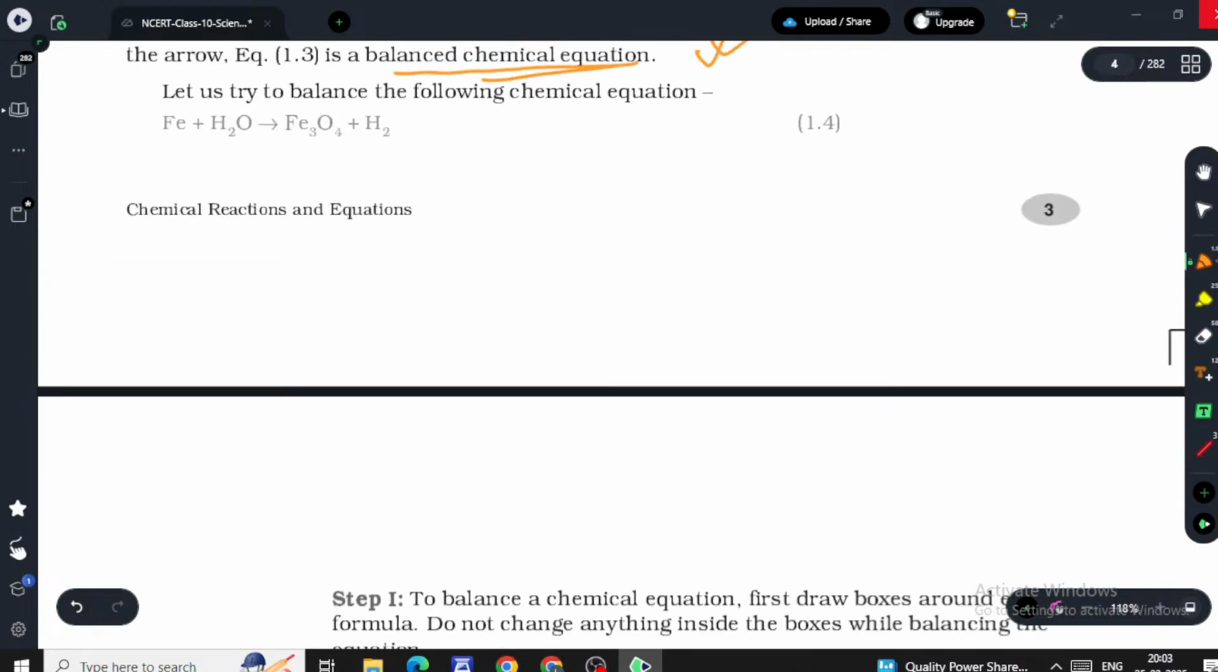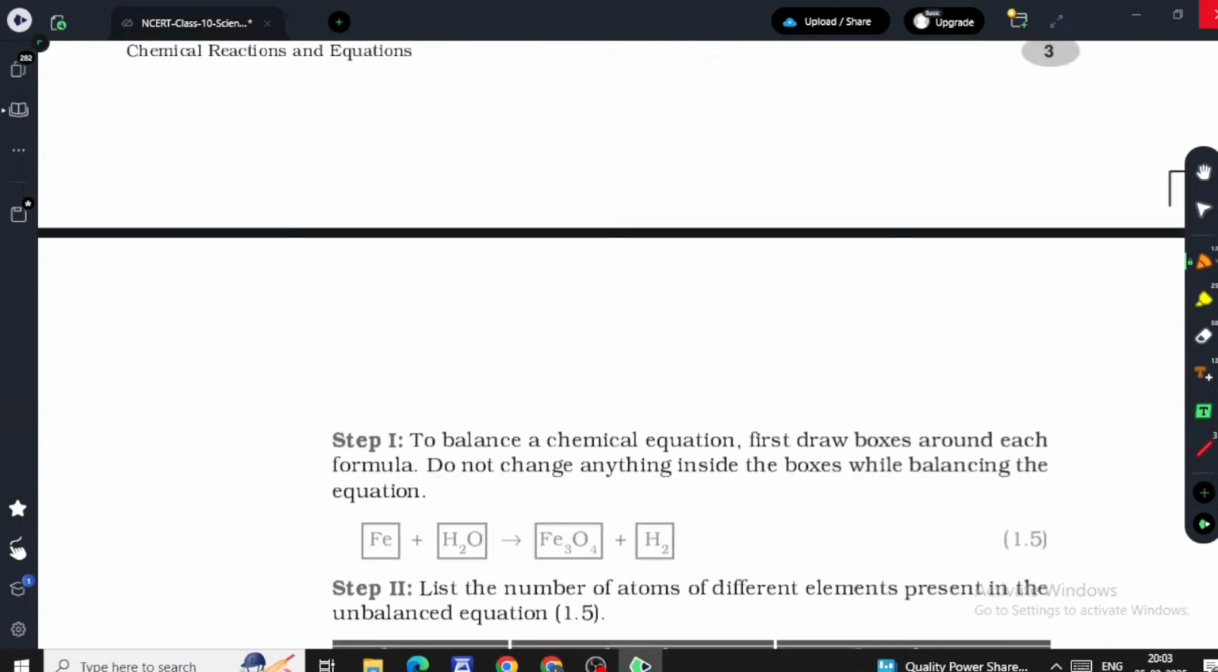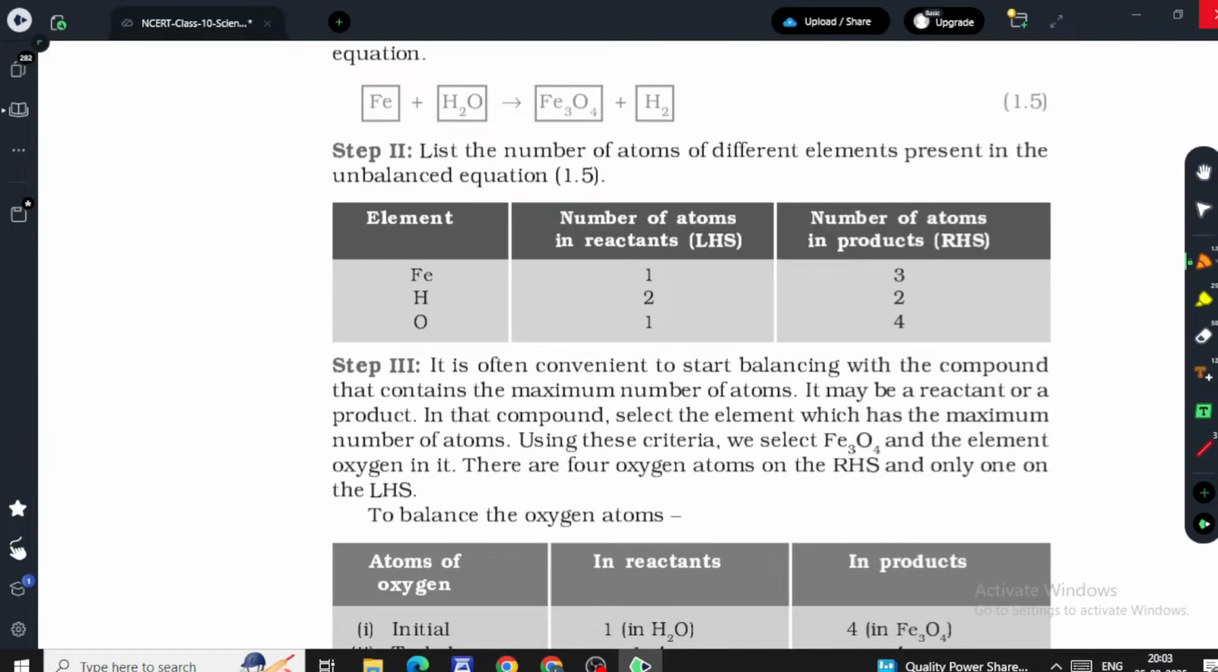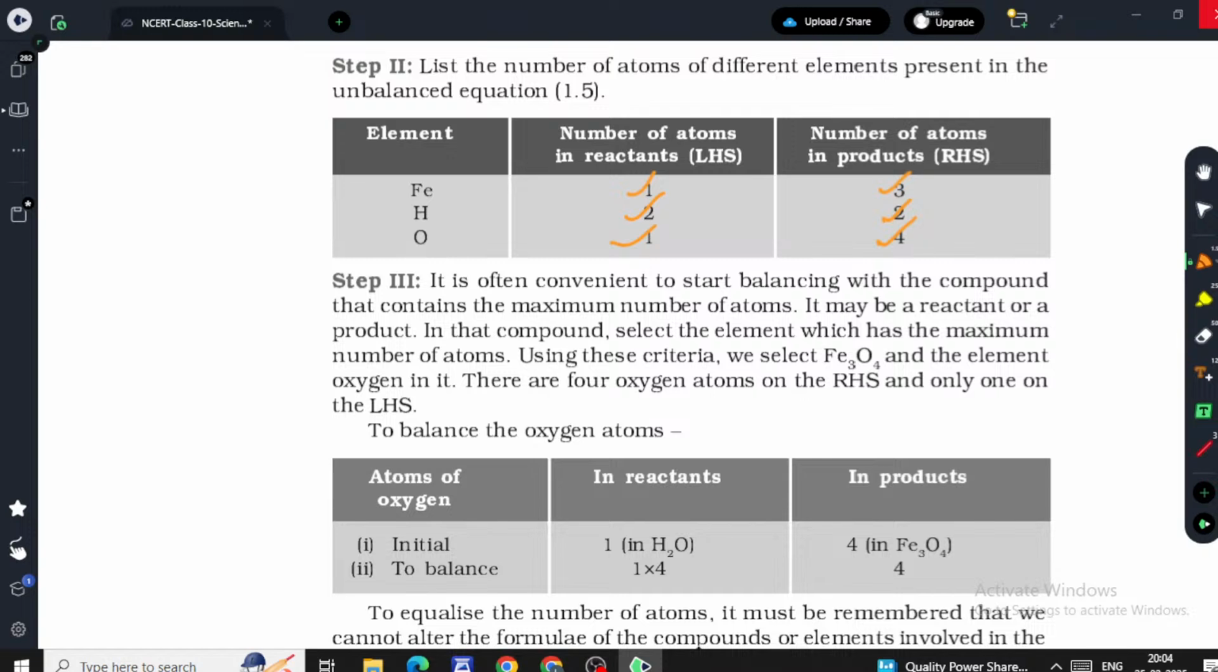Fe plus H2O, iron plus water, equals Fe3O4 plus H2. This is an important equation: Fe plus H2O equals Fe3O4 plus H2, where H2 is hydrogen. Now the number of Fe atoms is 1, hydrogen atoms is 2 and oxygen atoms is 1, but in the product section Fe is 3, hydrogen is 2 and oxygen is 4. Now we have to balance the equation.